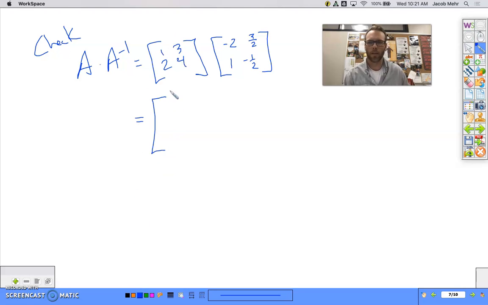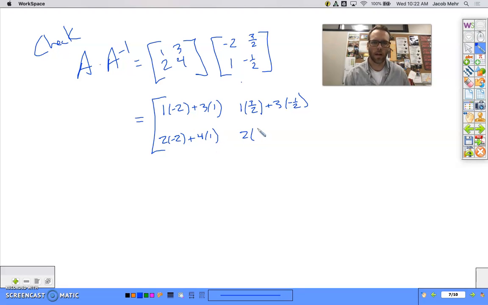Top left, I will write this one out because there's a lot going on here. 1 times -2 plus 3 times 1. Top right, 1 times 3/2 plus 3 times -1/2. Bottom left, 2 times -2 plus 4 times 1. Bottom right, 2 times 3/2 plus 4 times -1/2.